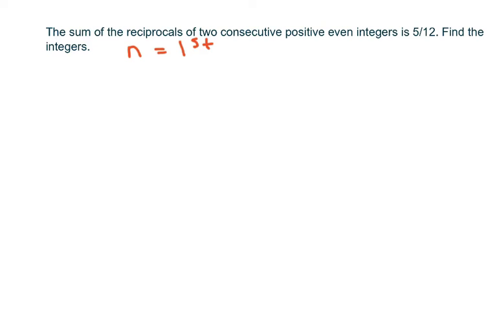So just the first. And I'm going to do n plus 2 equals the second. Because if n is 2, then the next number would be 4. So you keep adding 2's. And we want the sum of the reciprocals. So the reciprocal of n is 1 over n. And the reciprocal of the second number is 1 over n plus 2. And it equals 5/12.